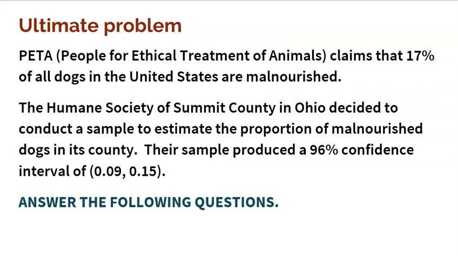PETA is the People for Ethical Treatment of Animals. They claim that nationwide, throughout all of the United States, 17% of all dogs are malnourished. Okay, that's their claim. Well, the Humane Society of Summit County in Ohio decided to conduct a sample to estimate the proportion of malnourished dogs in its county. Their sample produced a 96% confidence interval of 0.09 to 0.15. Let's answer the following questions.